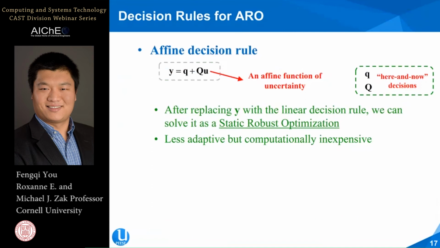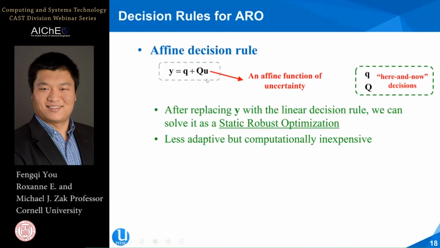So you may have heard about something called decision rules. In fact, this concept was borrowed from the control community. One classical and well-known decision rule is the linear decision rule, or affine decision rule, and this has become popular nowadays in many applications and publications. With the affine decision rule, essentially what they assume is that all the wait-and-see decisions, the second-stage decision y, must be expressed as a linear function of uncertainty, or an affine function of uncertainty.